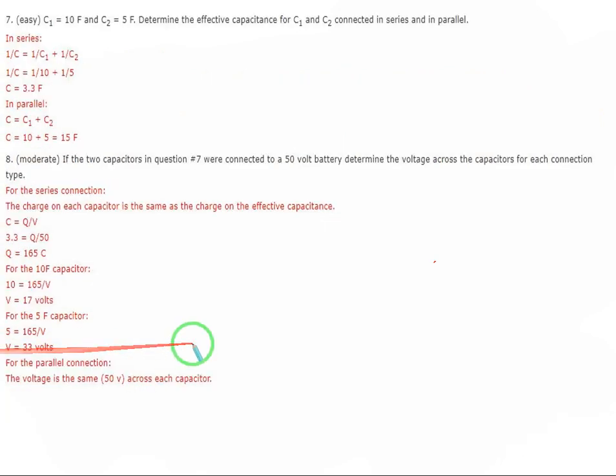Coming to another: C1 is 10 farad, C2 is 5 farad. Determine the effective capacitance for C1 and C2 connected in series and in parallel. What should be your answer when C1 and C2 are connected in series, and what should it be in parallel? You know the series formula, 1 over C equals 1 over C1 plus 1 over C2, so put in the values. In parallel, use this formula. You can see the difference: in series the capacitance is reduced, in parallel the capacitance is increased. Okay, another example, so solve it by yourself, this is your homework.